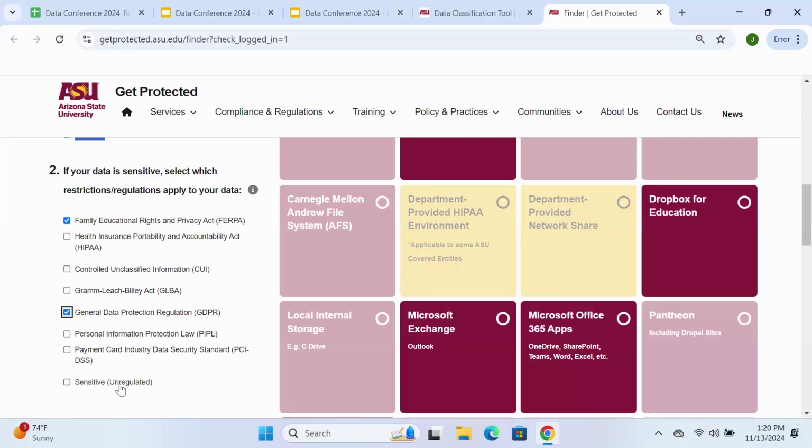We're not putting that out there for anyone and everyone. It is restricted. We do want to keep it internal to ASU and protected. But it's not necessarily mentioned in GLBA or GDPR or those kinds of regulations. So we do have that extra category in there for any data sets that don't necessarily fall under a specific regulation.